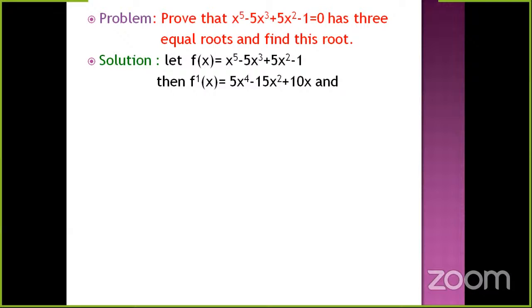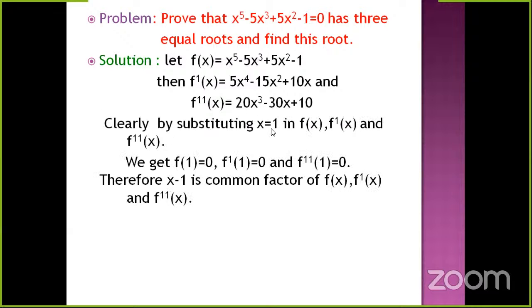And here they are saying that it is having 3 equal roots. So for that we should also find f double dash, that is the double derivative of f of x. So once again, differentiating this equation, I will get f double dash of x is equal to, the derivative of x power 4 is 4x cube, so 5 into 4, that is 20x cube. Here it is x square. What is the differentiation of x square? 2x. So minus 15 into 2, that is minus 30x, plus d by dx of x is 1, so it is plus 10.